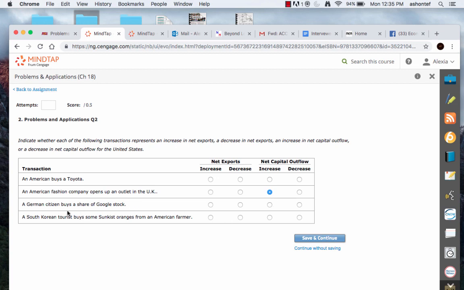A German citizen buys a share of Google stock. Again, that's not to do with net exports. This is an asset. So I'm just going to tell you that's going to be a decrease. And then the last one, a South Korean tourist buys some sun-kissed oranges from an American farmer. Okay, that's a good or service, so it's going to have impact on net exports. So from the previous question, I think you'll be able to do these, the one on the Toyota and the one on the sun-kissed oranges, and we'll continue on.